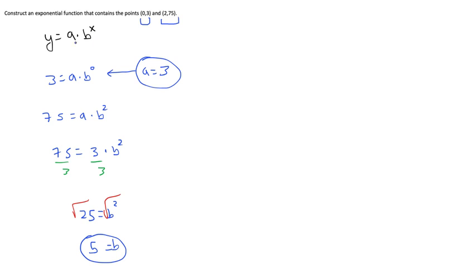So now we can just rewrite the function, right? y is equal to 3 times 5 to the x power, right? And this is just one of your standard exponential functions, right? The base is equal to 5 and the coefficient is equal to 3.